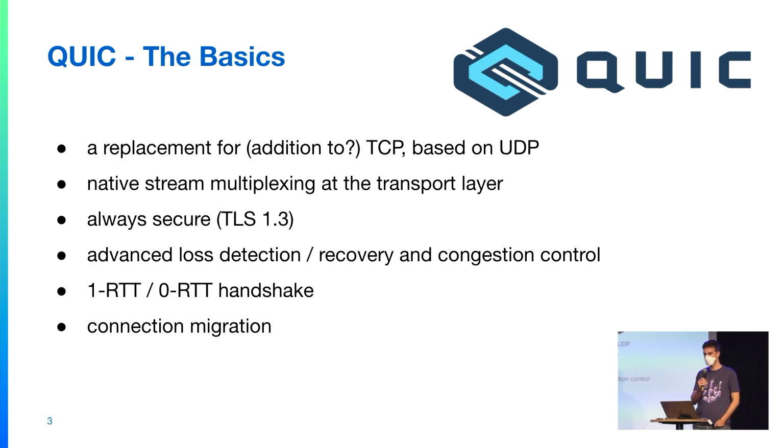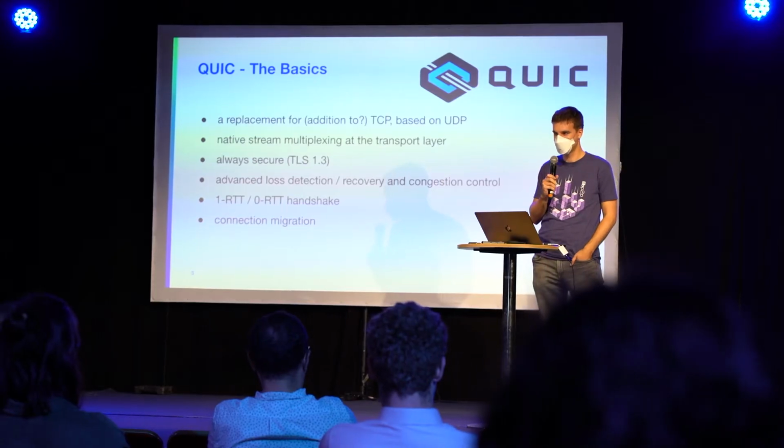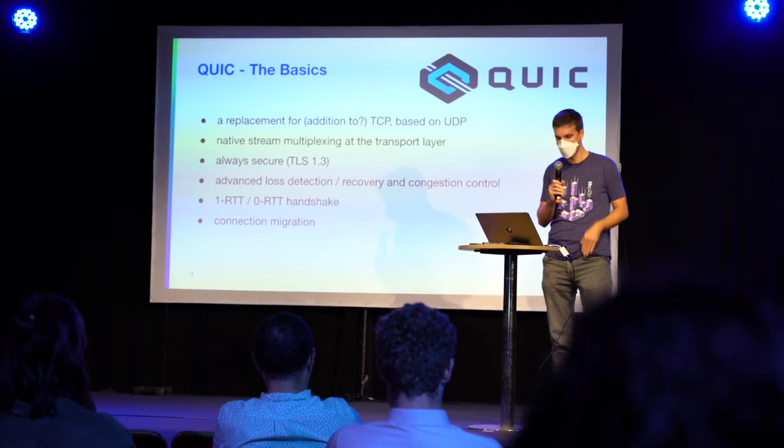TLS 1.3 is baked into the protocol, which means you get connection establishment within one handshake to a server that you've never talked to before. And if you've talked to the server before recently, you can do a 0 RTT handshake and send application data right away. QUIC offers advanced loss detection, loss recovery, and congestion control algorithms. So you can expect some speed up compared to TCP in that regard as well.